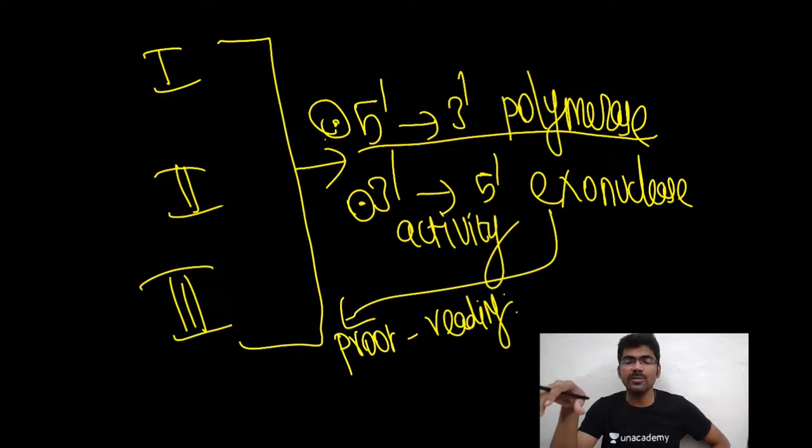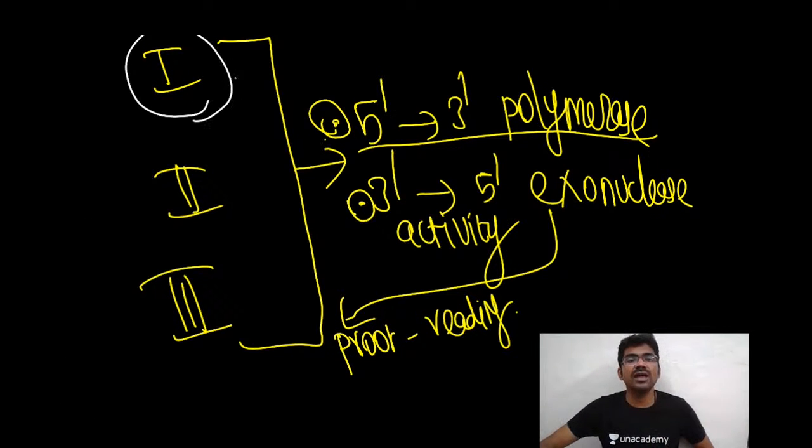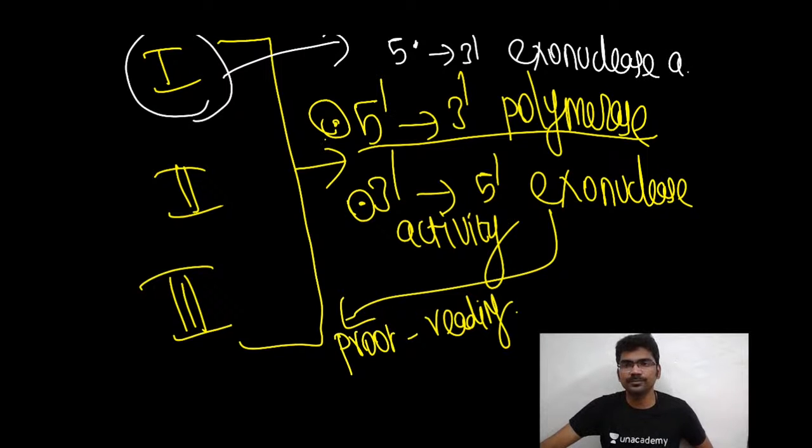Whenever the DNA polymerase incorporates a wrong nucleotide, it can be removed by this proofreading activity. So all these three polymerases have two activities. Only DNA polymerase 1 has an extra activity. In addition to these two activities, it has 5' to 3' exonuclease activity also. Clear?